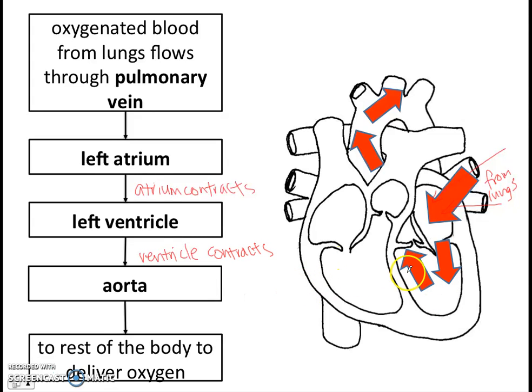Now this is also why the left ventricle has such a thick muscular wall. Its muscular wall is thicker because it's actually pumping blood to the whole body. And that needs a lot more pressure, a lot more force. Whereas the right ventricle is pumping blood only to the lungs. So the muscular wall is a bit thinner.